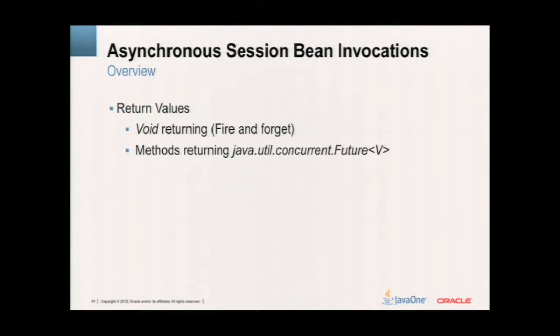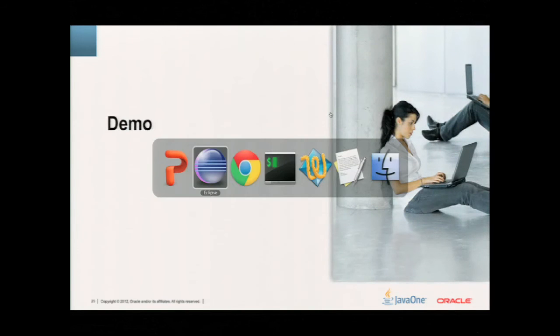So for asynchronous methods, you really have two types of returns. You can either have a void returning type where the caller doesn't care about the return. It's kind of a fire and forget style. Or you can have a java.util.concurrent.Future returning method where the caller does care about the result. So let's move on to a quick demo.